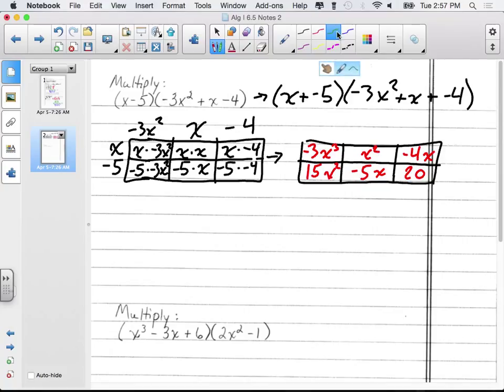Negative. So we have all our factors. Now we just have to add them all together, just like we do with FOILing.